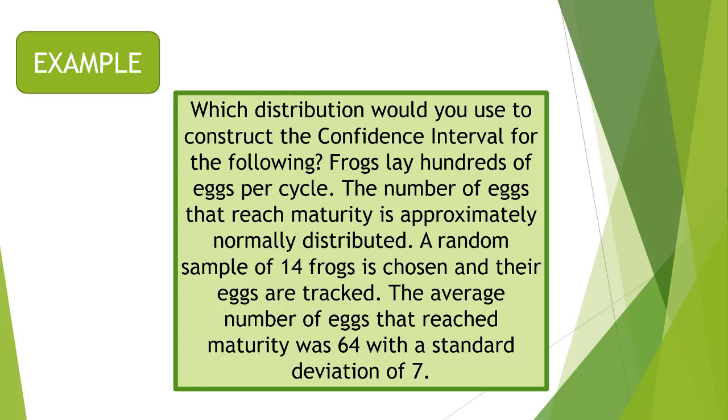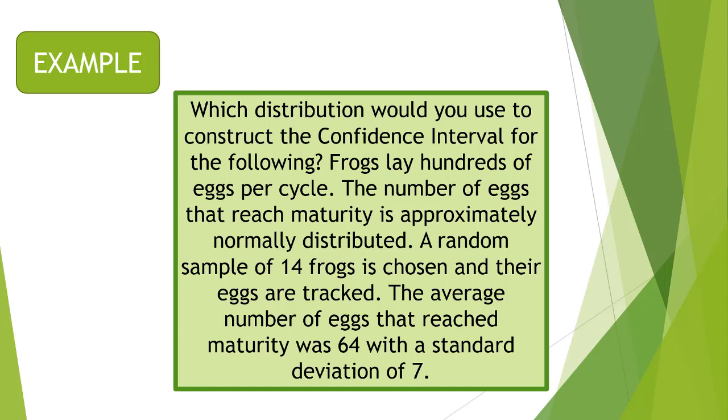Frogs lay hundreds of eggs per cycle. The number of eggs that reach maturity is approximately normally distributed. A random sample of 14 frogs is chosen, and their eggs are tracked. The average number of eggs that reach maturity was 64, with a standard deviation of 7.